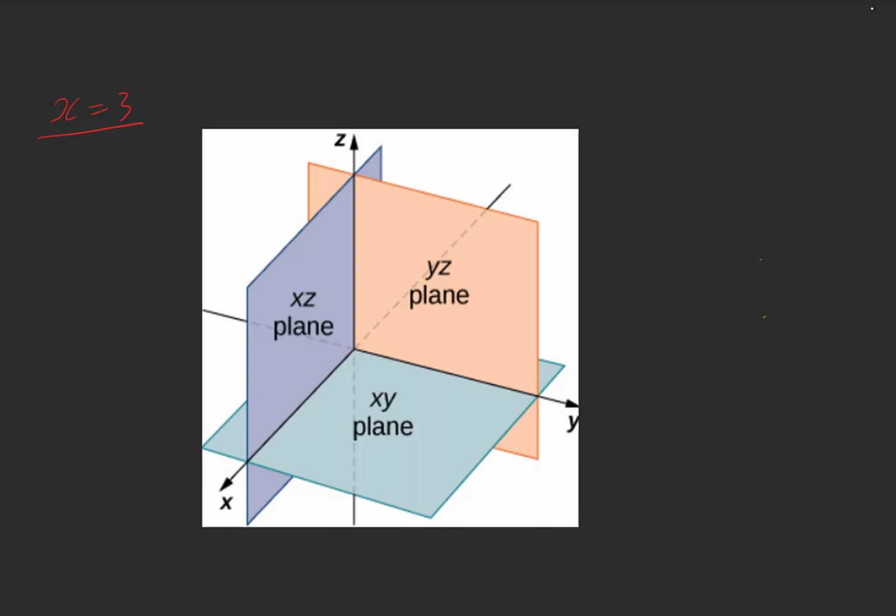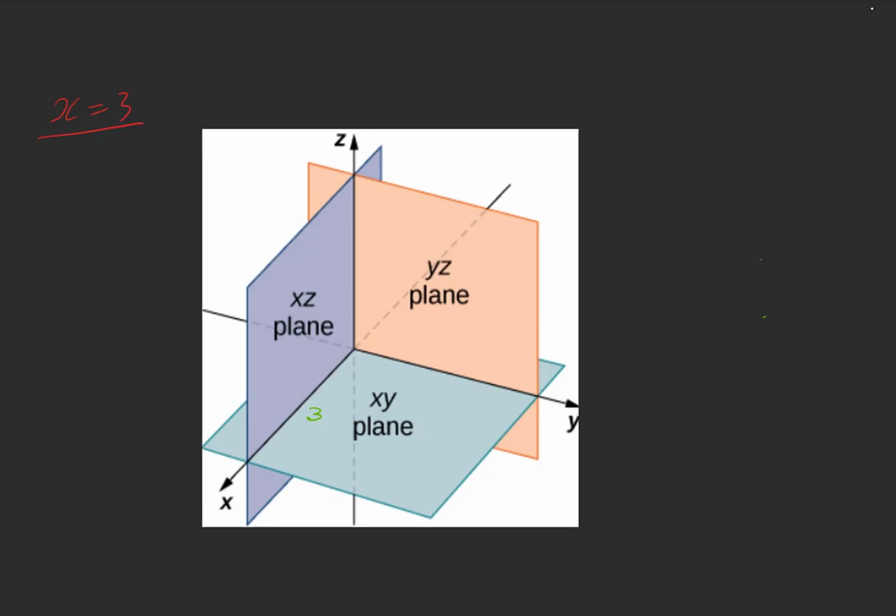So, it is a plane cut through the x-axis at 3 and go all the way parallel to the YZ plane. Suppose this is the 3 here, that is x equals 3. Let me use green color. So this is x equals 3. So the plane cuts through the x-axis at 3, like this, and goes all the way parallel to the YZ plane.